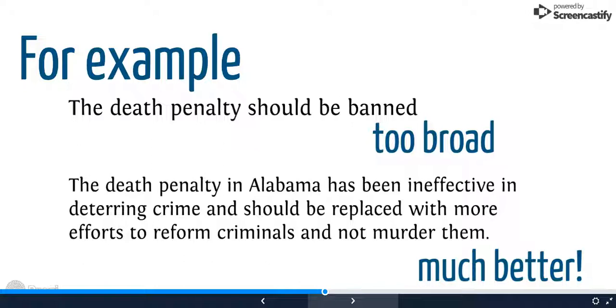So make sure that your thesis statement is very specific, and that way that'll guide your research. You're not looking at how the death penalty should be banned everywhere. You're looking at why the death penalty has not been effective in Alabama.